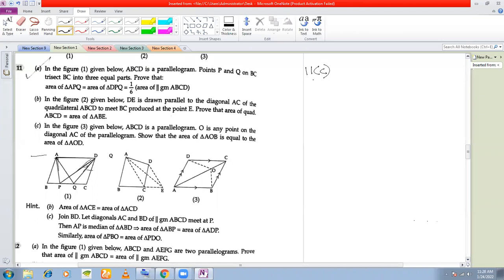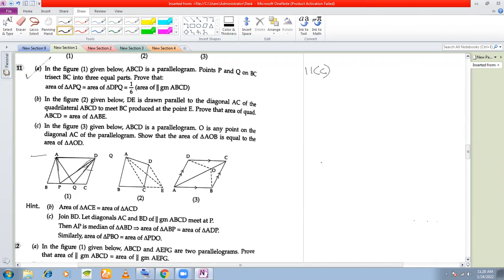11C. In this question, it states ABCD is a parallelogram. This is the figure. ABCD is a parallelogram. O is any point on the diagonal AC of the parallelogram. So O here, this point is any point. Okay, it's not necessarily the midpoint. It can be any point on the diagonal AC.